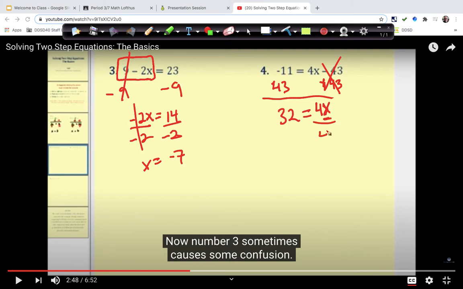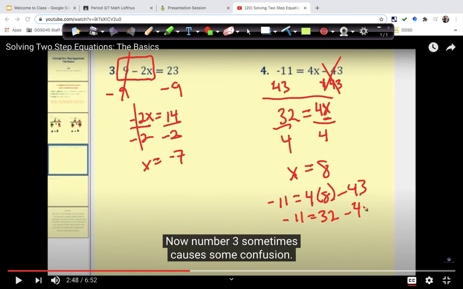So we're going to divide by 4. And notice how I put the x on the left side. That's fine. X is equal to 32 divided by 4 is 8. And if we were to check that, it would look like this. Negative 11, 4 times 8 minus 43. So 4 times 8 is 32. Is negative 11 equal to 32 minus 43? Yes, it is, so that checks out.